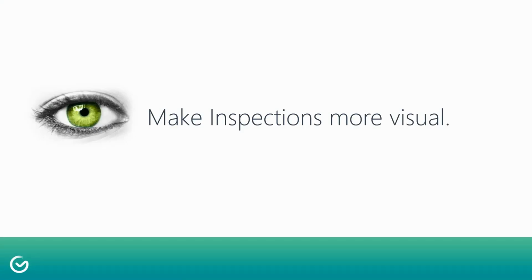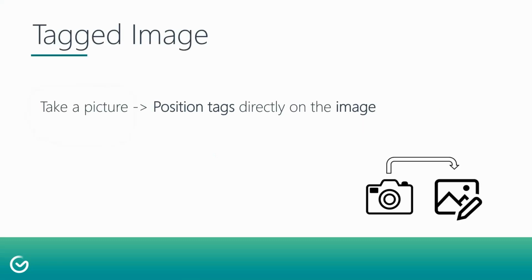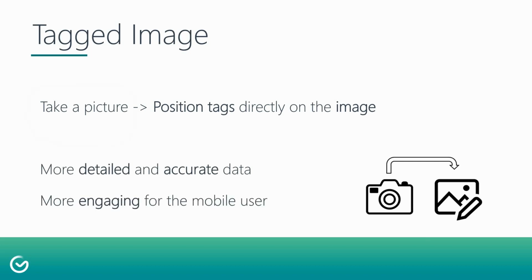In our biggest inspections update 12.2, we try to make inspections a bit more visual and engaging for our mobile users. That's why we released a new question item that is called the tagged image. Here, instead of just filling out your classic linear questionnaire template, you first take a picture of an item or of a space that you want to inspect, and then you position tags directly on the image. This gives you more detailed and more accurate data that go back to your backend and is also much more engaging for your mobile users.